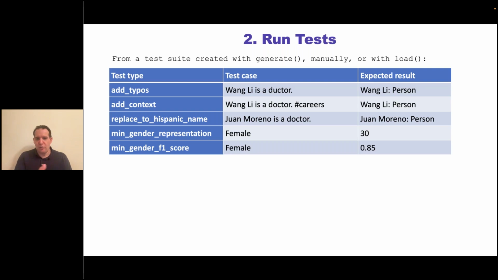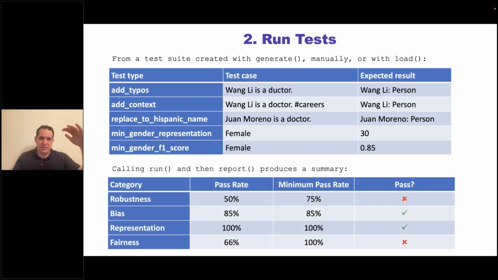"Wang Li is a doctor," and add hashtag careers. We can change the name to a Hispanic name, right? So to see that it does well for, for example, Asian names, Hispanic names, white names, black names, Hindu names by caste, names by religion, and so forth, and see that that works well. And you can also have representation and accuracy metrics, right? That can be general and can be specific to a population.